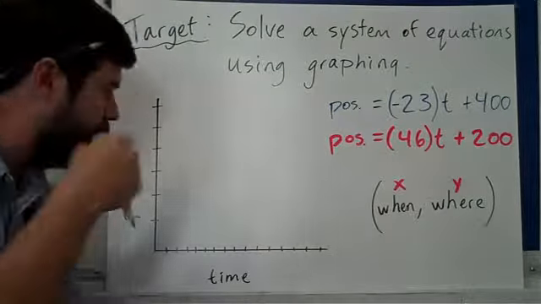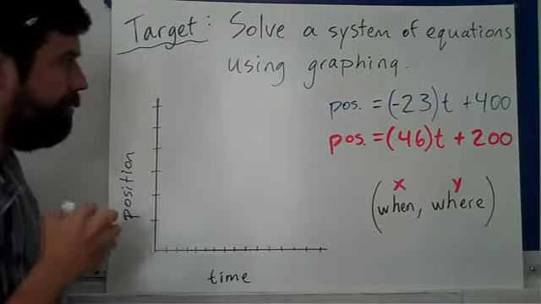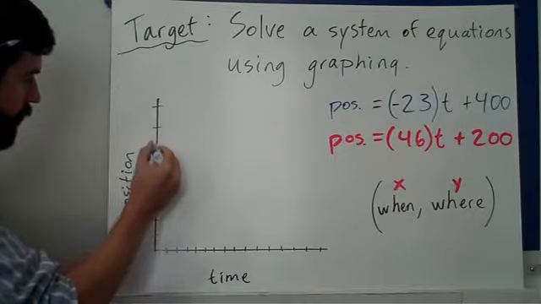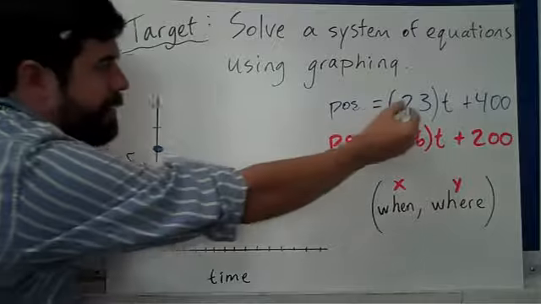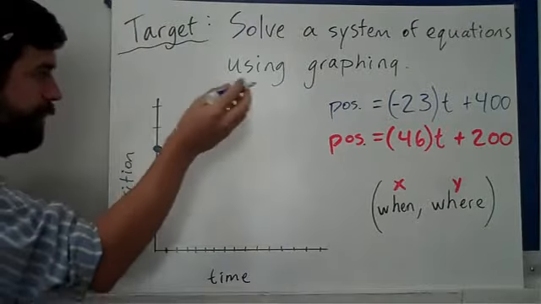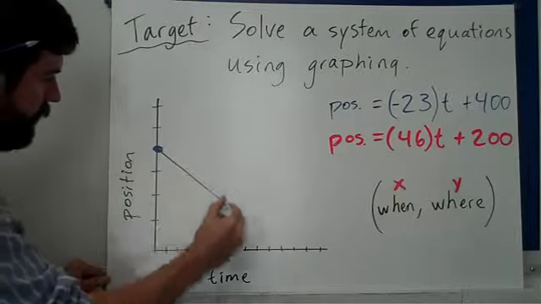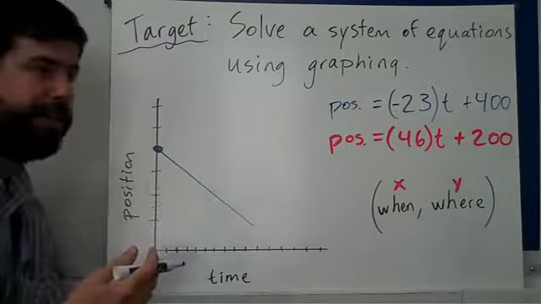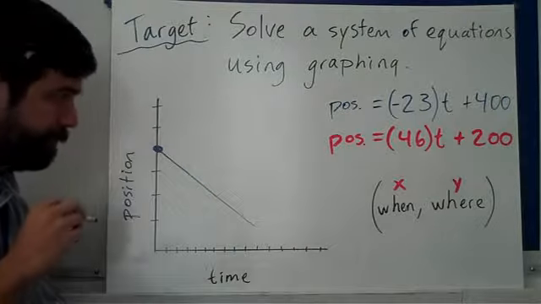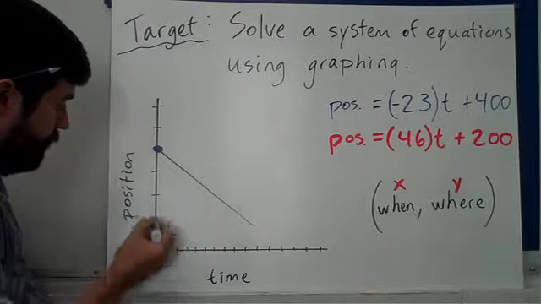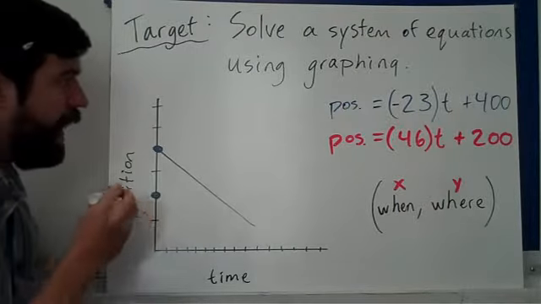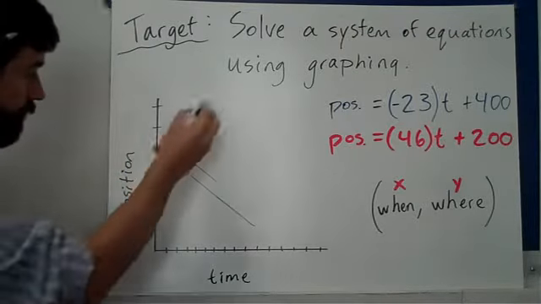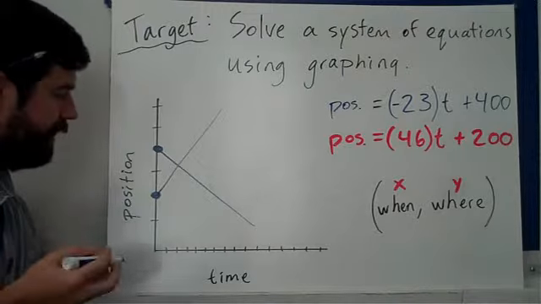plus 200. So if we go over here to our graph of position over time, the first car, the blue car, starts at 400. So let's say this is 1, 2, 3, 400, and it has a negative slope. So it starts at 400, has a negative slope, so it does something like this. Okay, we're not being exact on this one. We're just thinking very generally here. The second equation starts at 200, so 200 here, and it has a positive slope, so it goes up something like this.